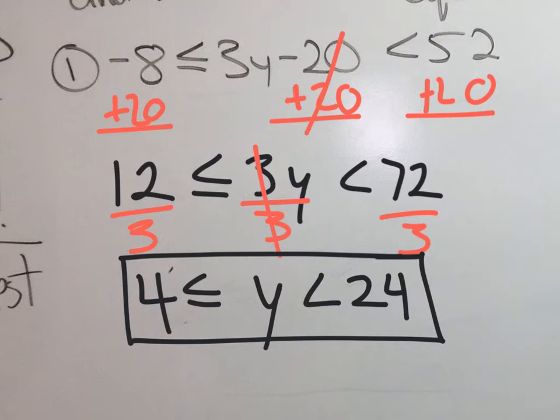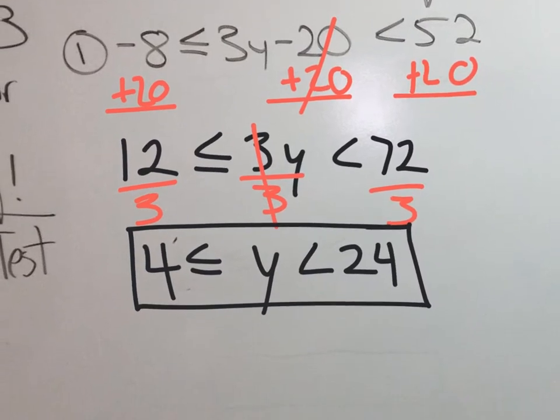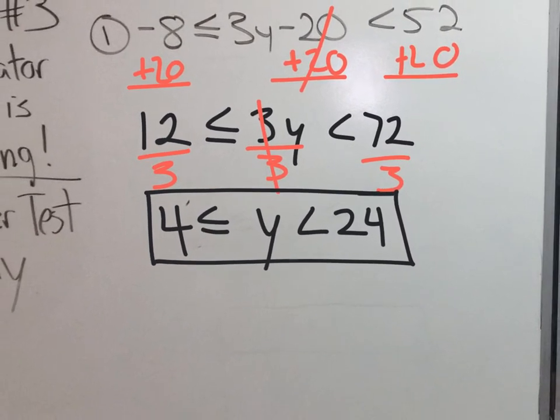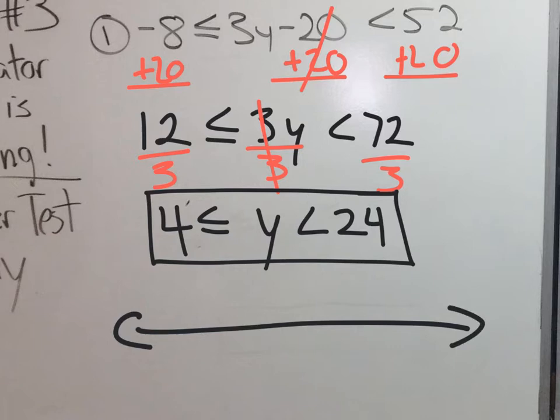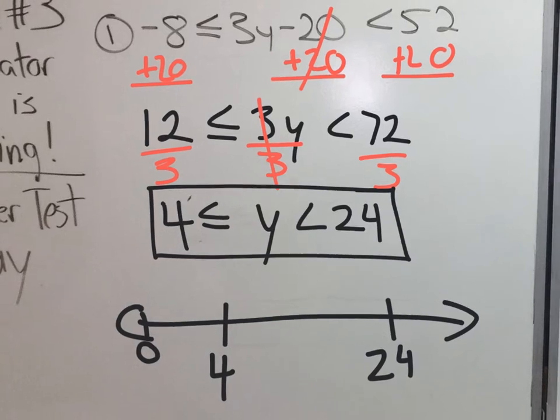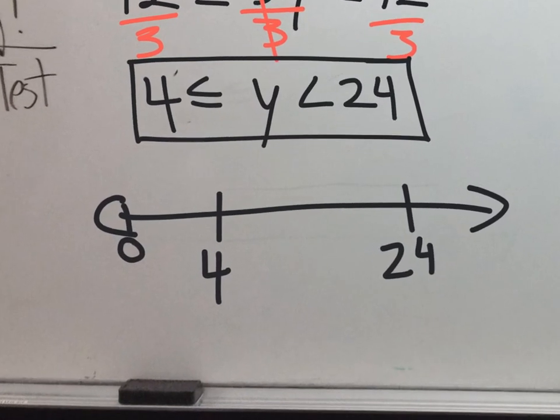Now, on the test, there will also be a section where I ask you to graph it on a number line. And that's pretty easy. You're not going to take the time and make a crazy number line that's 0, 1, 2, 3, 4, 5, 6, all the way to 24. Let's just keep it simple, keep it basic. We're going to put the 4 right here, and we're going to put the 24 way over here. And of course, 0's over here. But anyway, let's focus in on graphing on a number line.